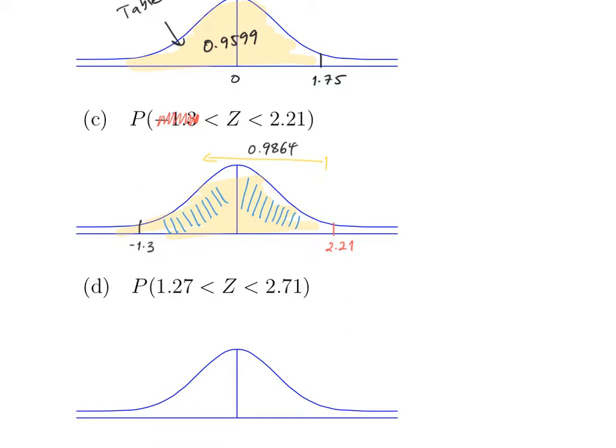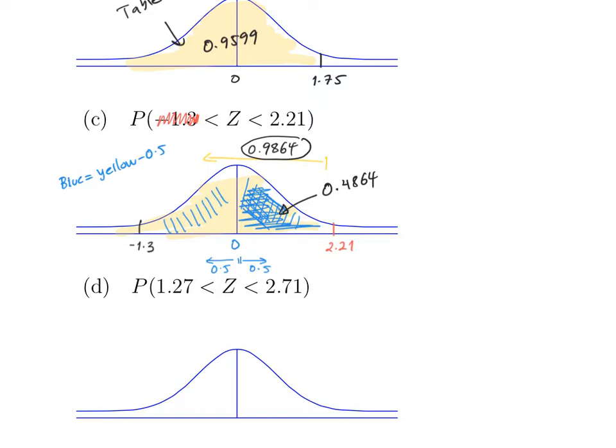But remember from the very beginning that from here to here is 0.5, and from here to there is also 0.5, because the whole thing has to equal 1. So therefore, this blue part, how do we find the blue part? Remember, the blue was equal to the yellow minus 0.5. So if you subtract 0.5 from 98.64, that will give us 0.4864.